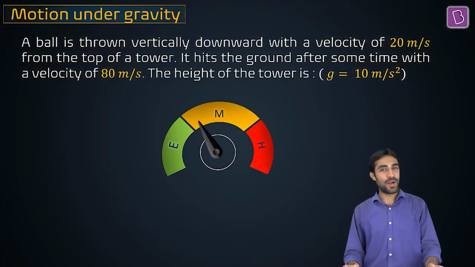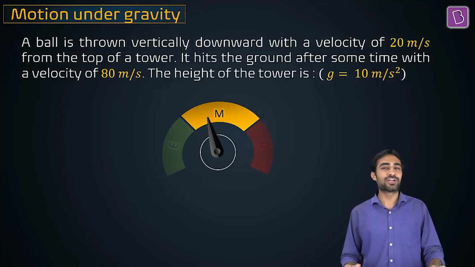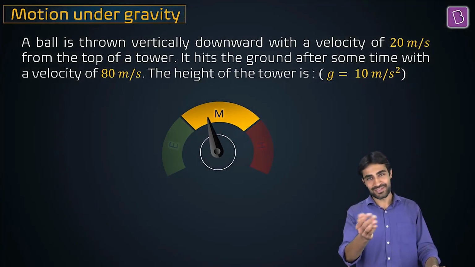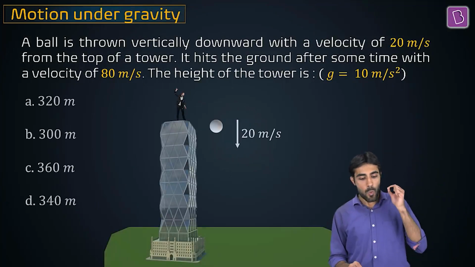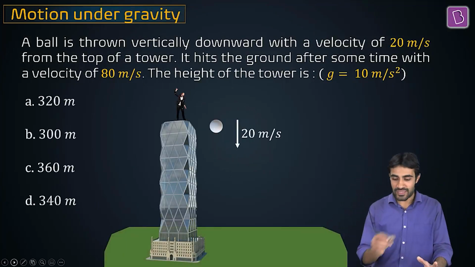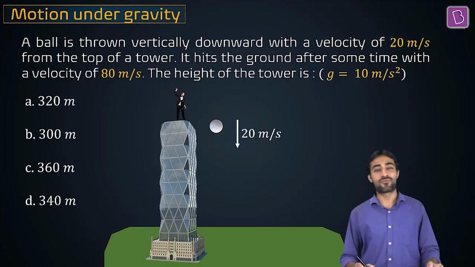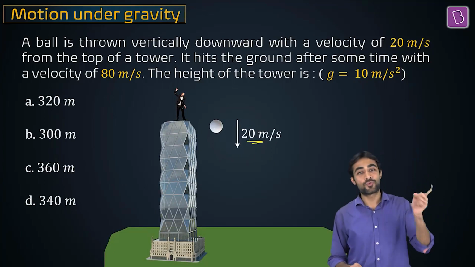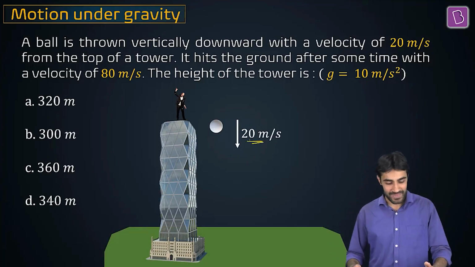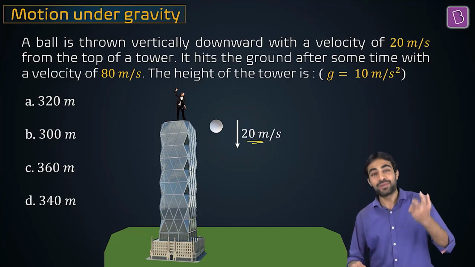Here we have a question based on motion under gravity. The question is medium level in our difficulty. And it says that a ball is thrown vertically downwards with a velocity of 20 meters per second from the top of our tower. So we know what the initial velocity is. It has the value of 20 meters per second. Okay. It hits the ground after some time with a velocity of 80 meters per second.